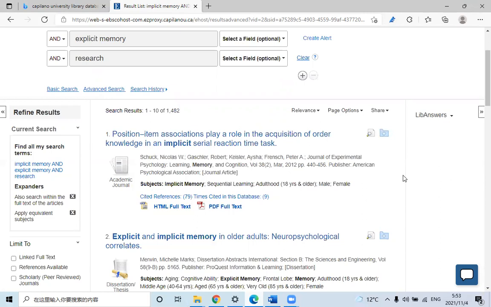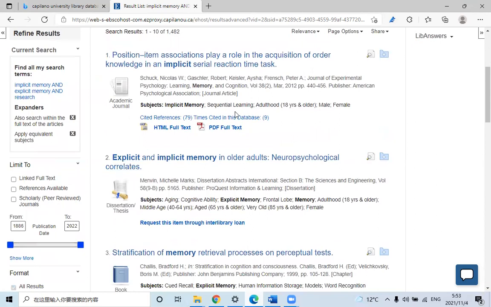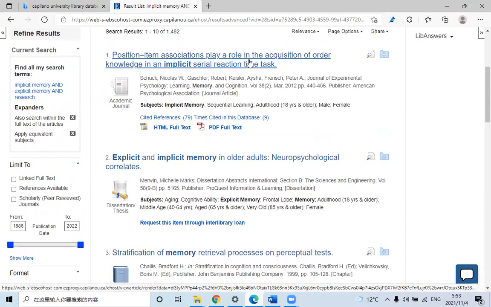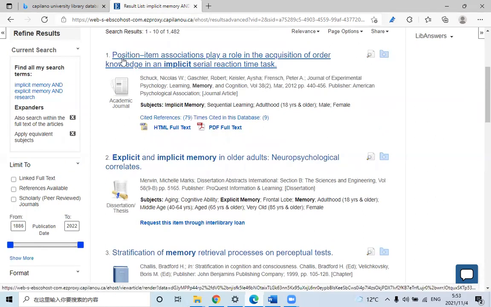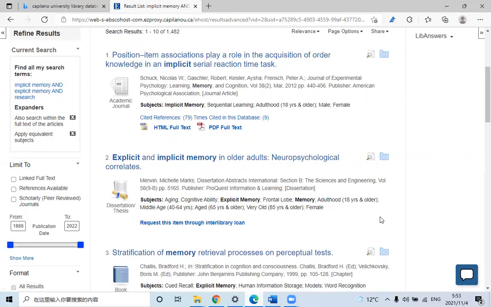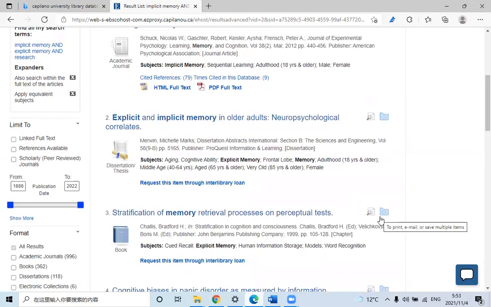I will browse through all these articles. I'll start with the title. Position, item association play a role in acquisition order knowledge in implicit serial reaction task. Yeah, this one might be too new for me. Too many technical terminologies. I want to find something that is accessible, that demonstrates implicit memory and explicit memory in a clear and simple way.